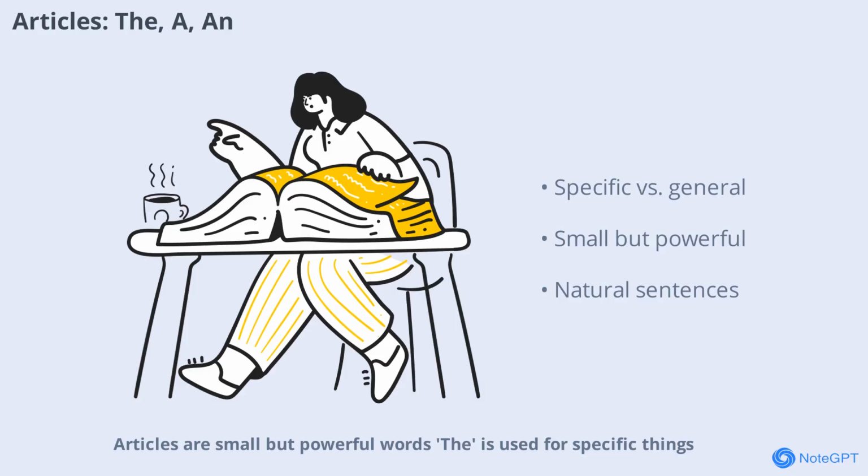Articles are small but powerful words. The is used for specific things while a and an are used for non-specific things. For example, the car means a specific car while a car means any car. Using articles correctly helps your sentences sound natural and clear.